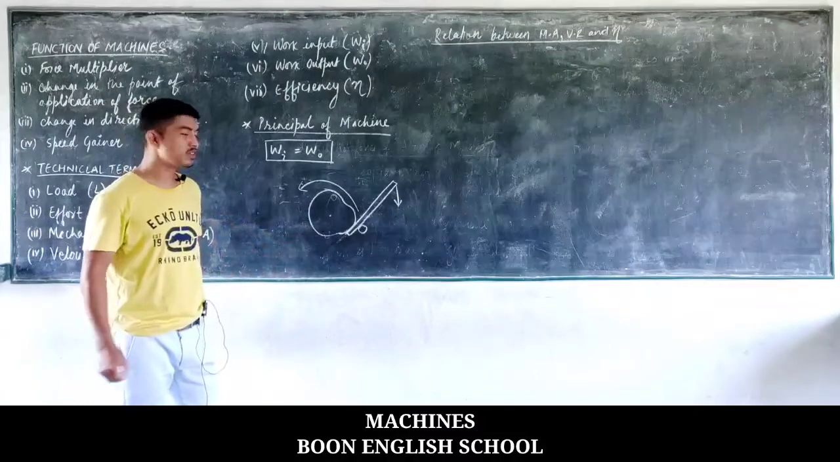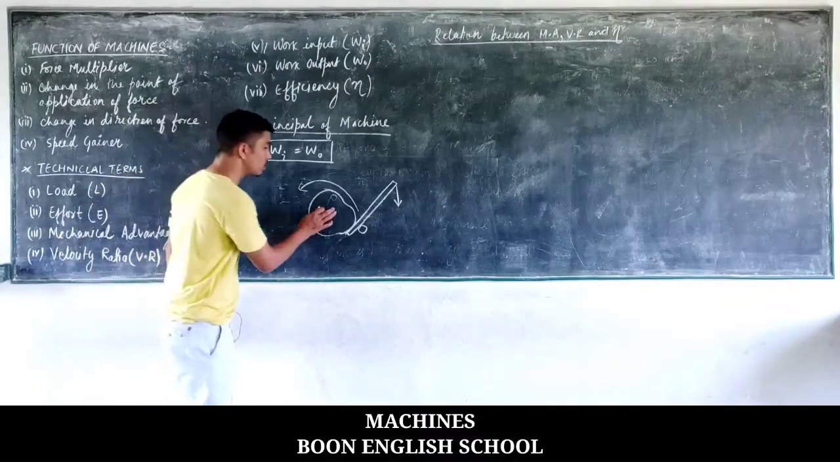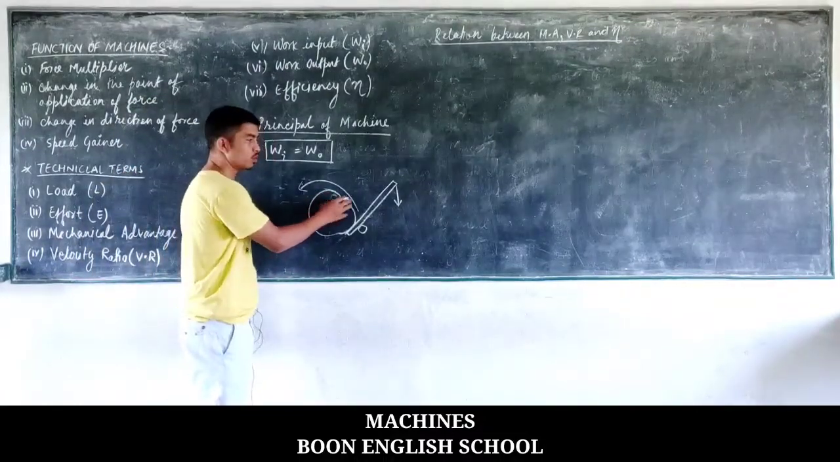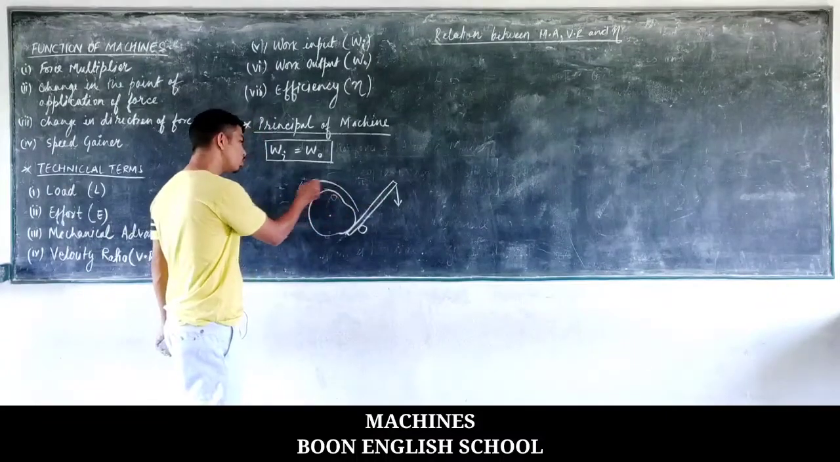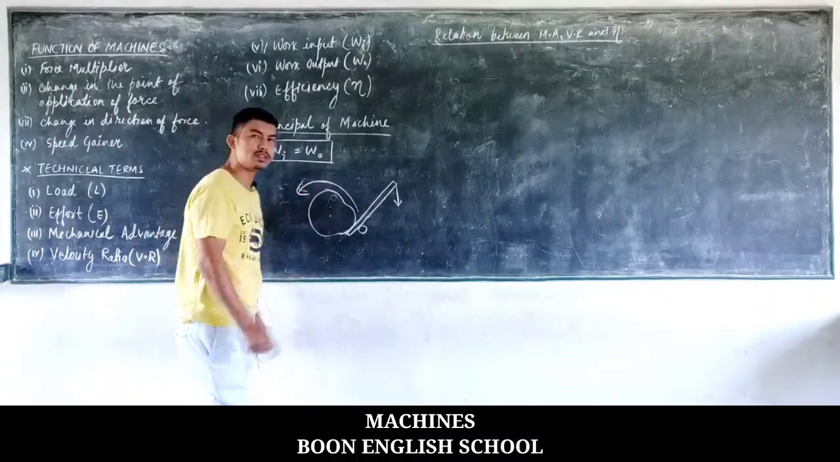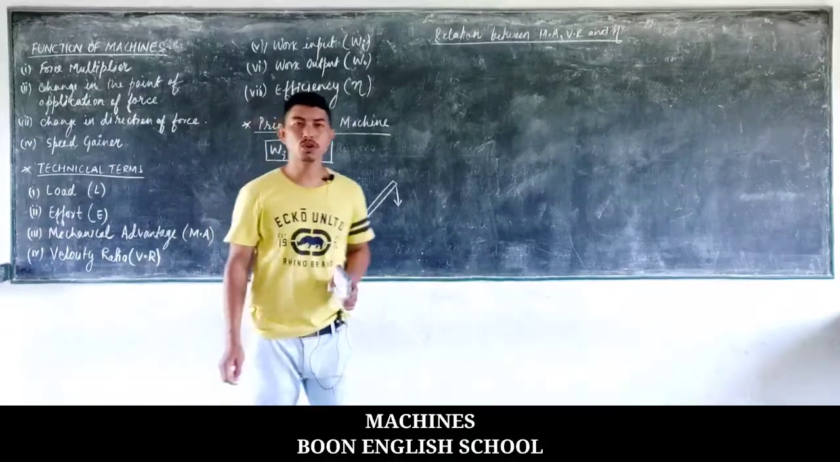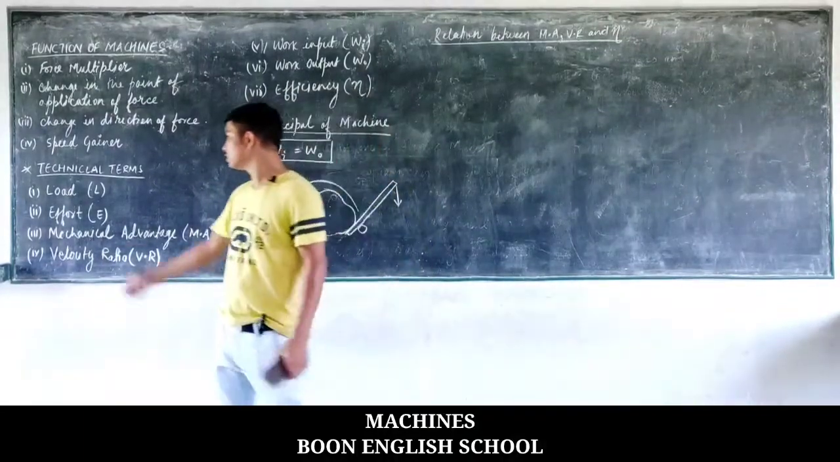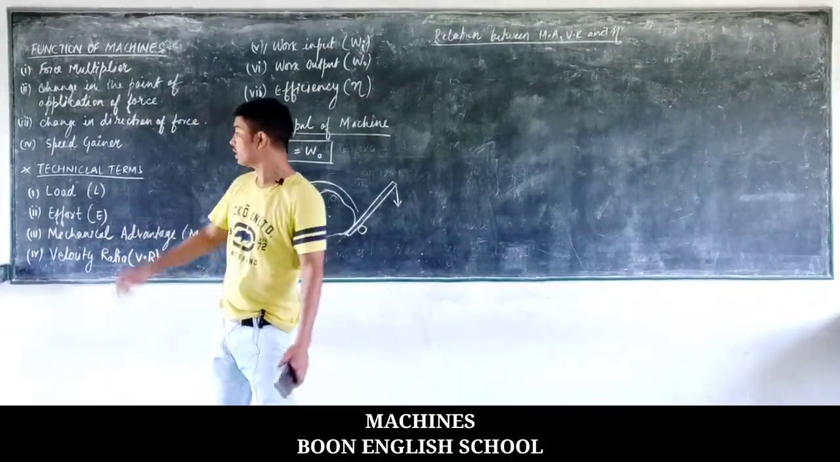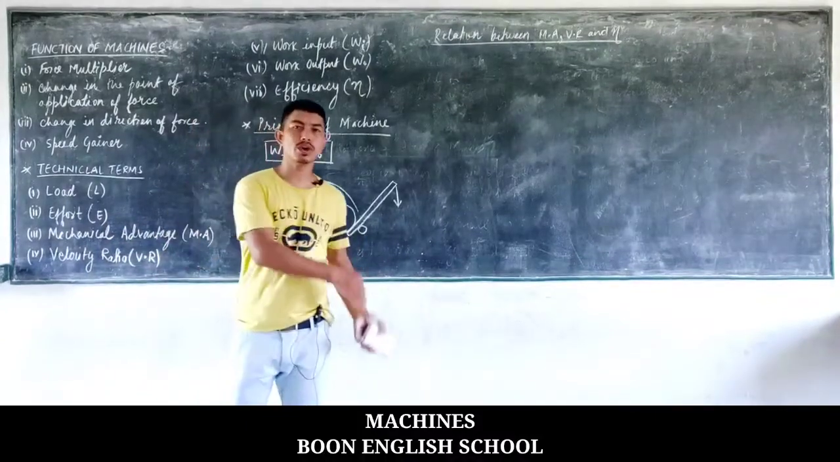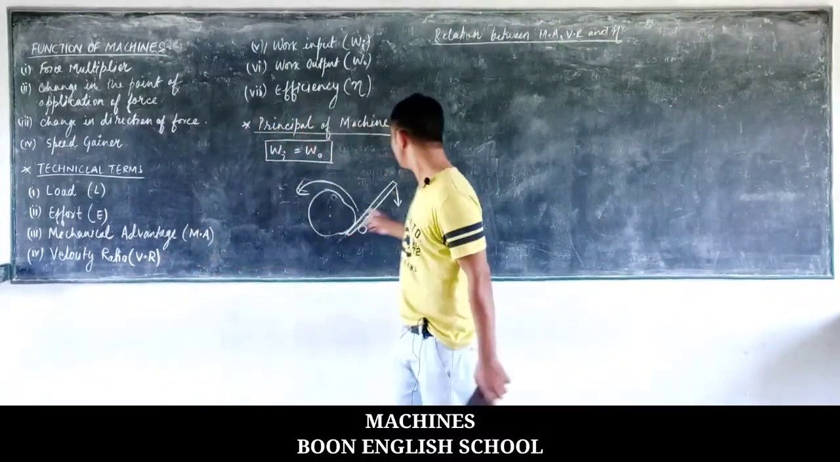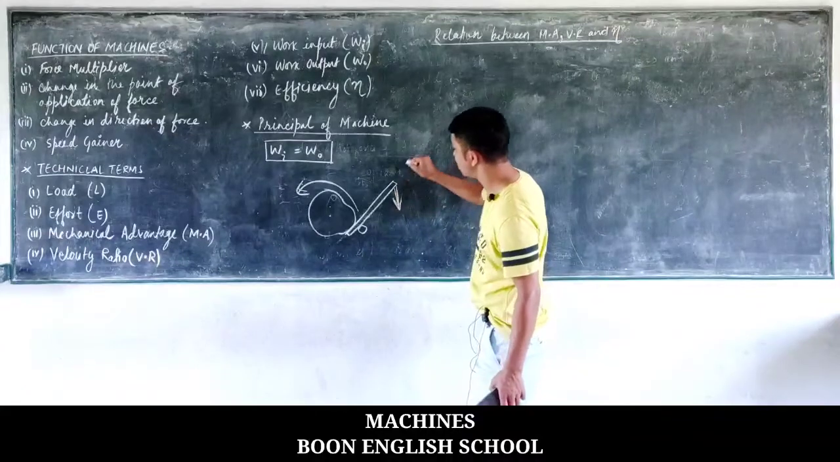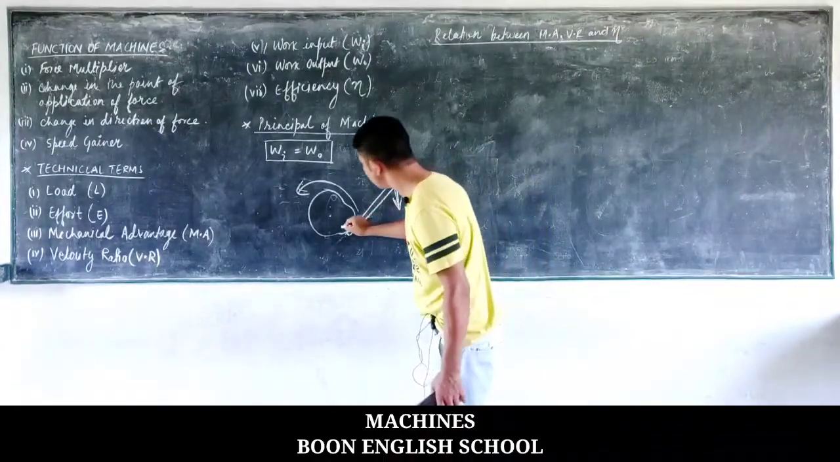Here, what is the load now? Here the load is the stone. This is the resistive force. By applying a force, I have to roll this stone. So the resistive force that is to be overcome using a machine is said to be the load. And what is effort? The effort is the force we are applying to overcome the load. Here I push it downward, so that is the effort, and there is the load.